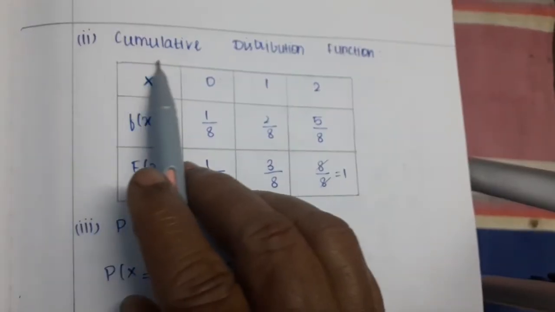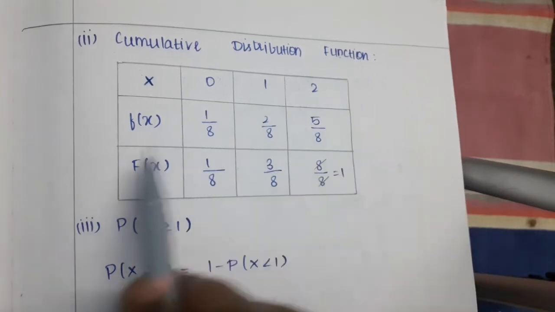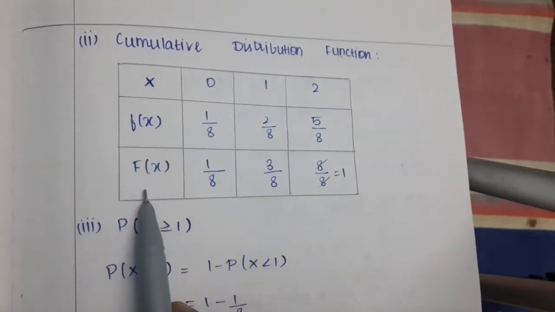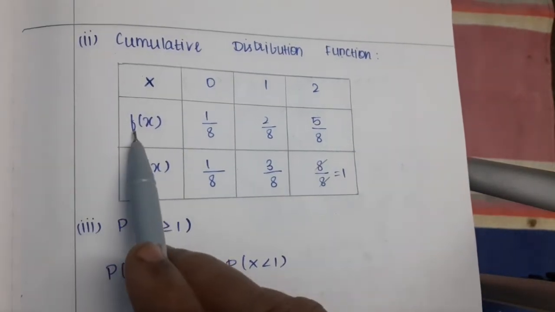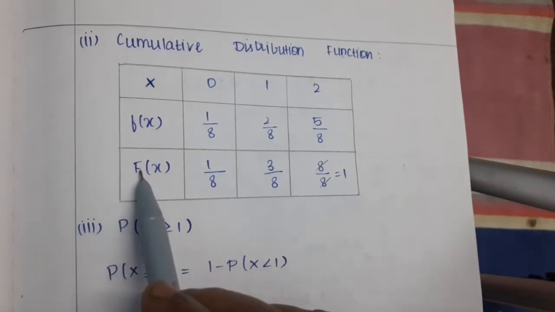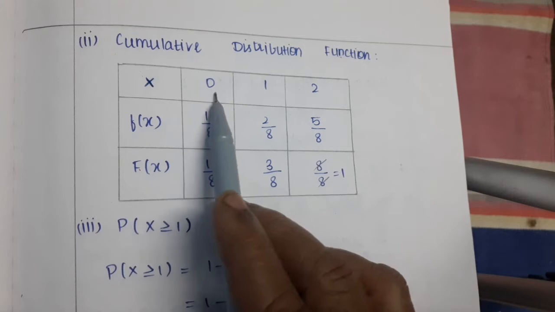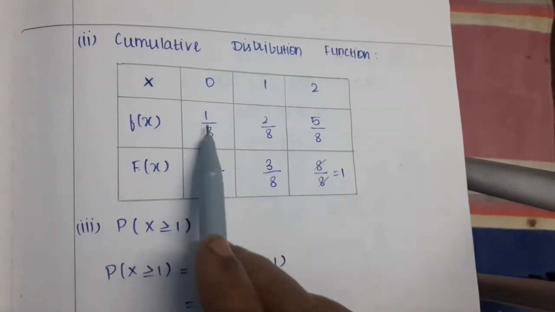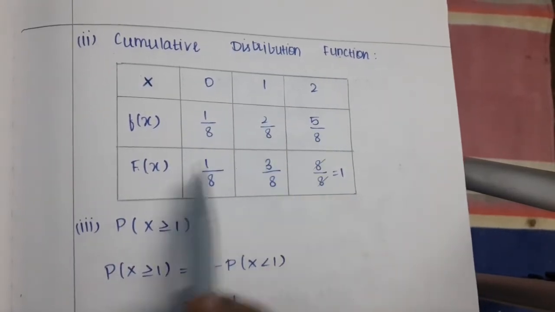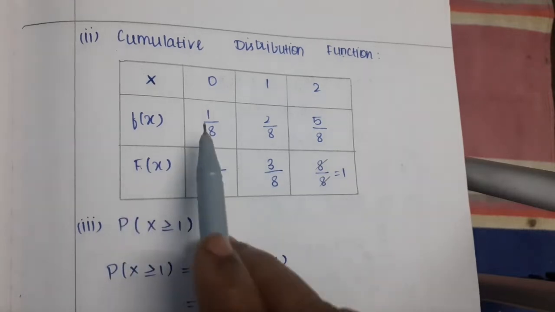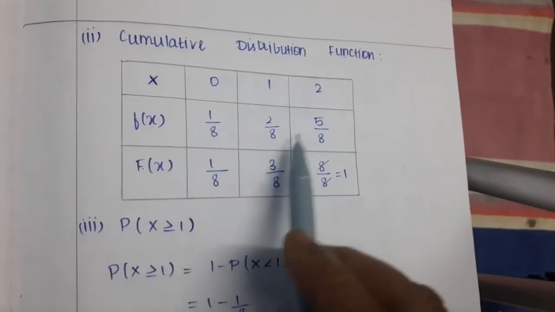Now for the second subdivision, we are finding the cumulative distribution function. If f(x) is found, we can easily find the capital F(x). Small f(x) is the probability mass function, and capital F(x) is the cumulative distribution function. x takes the values 0, 1, 2. Using the k value, we get 1 by 8, 2 by 8, 5 by 8.